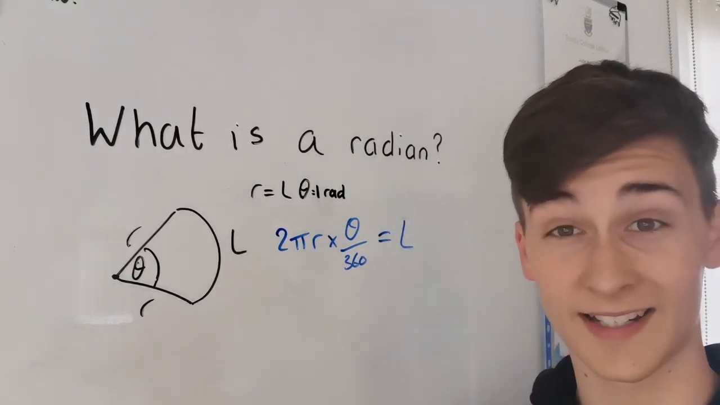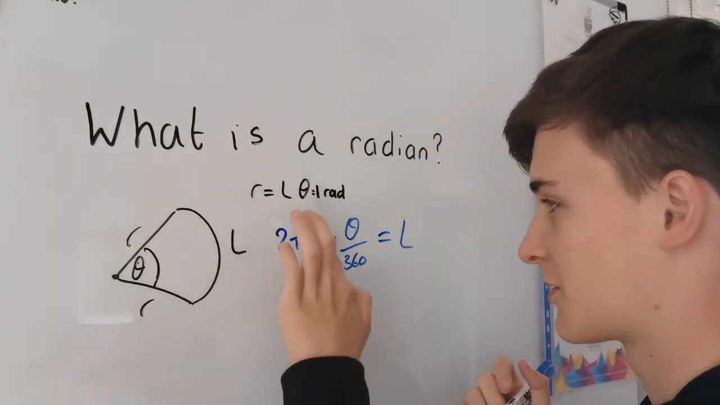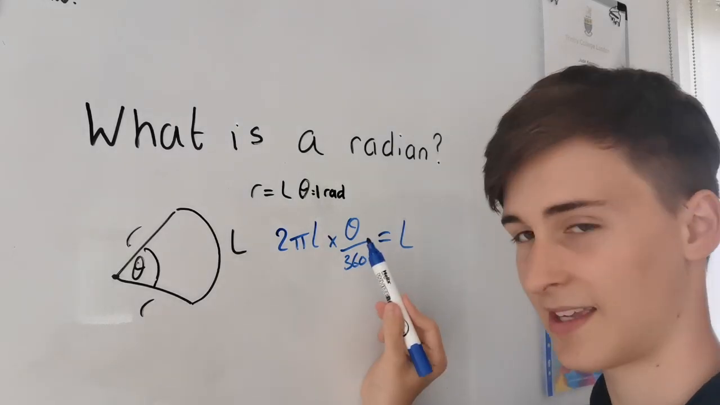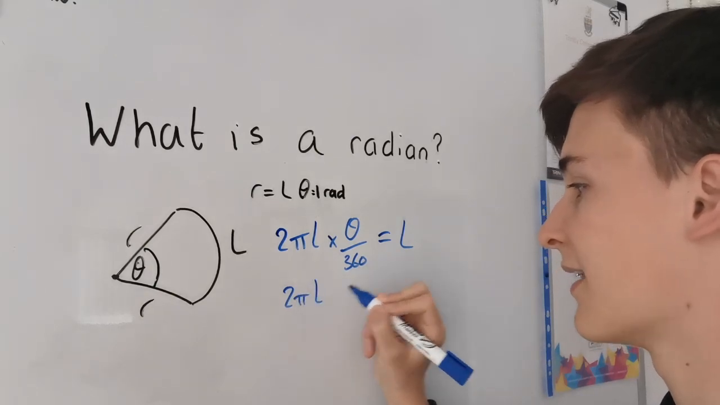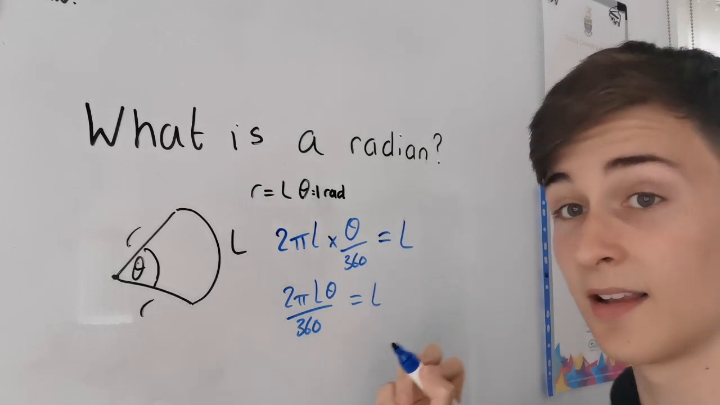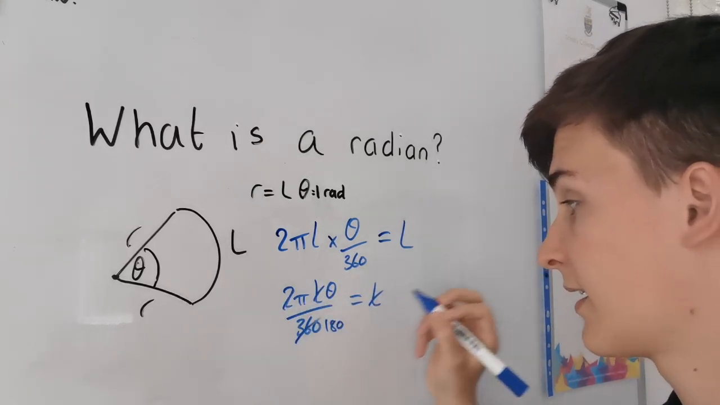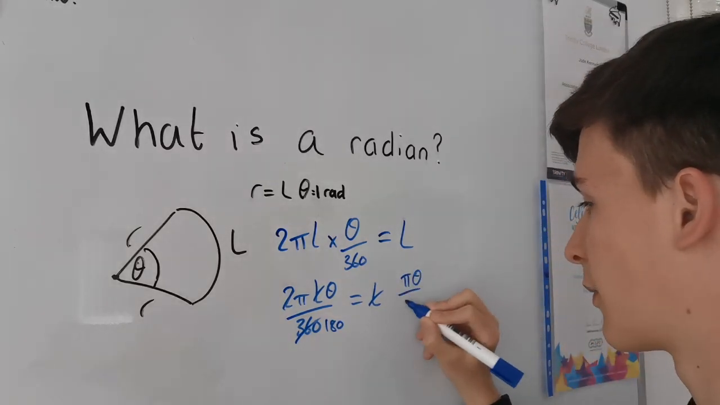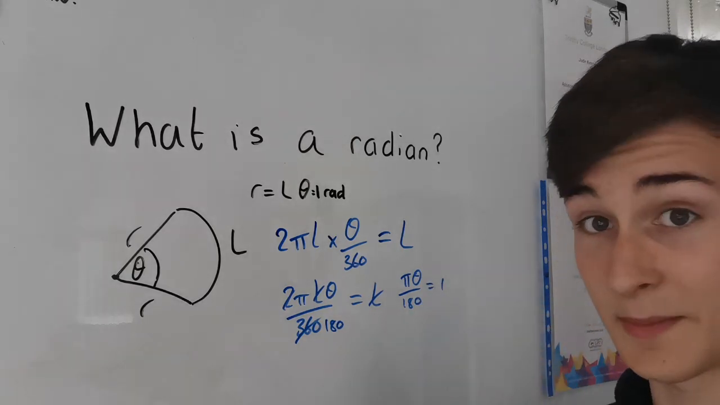But we know a new fact. We know that in this case L is equal to R. So if we substitute in L here, we can now simplify to get theta. Let's multiply everything together and see what we get. 2 pi L theta over 360 is equal to L. We have an L on both sides, so they can cancel. This 2 and 360 cancel to give you 180. So then our new equation is pi theta over 180 equals 1 at this point.